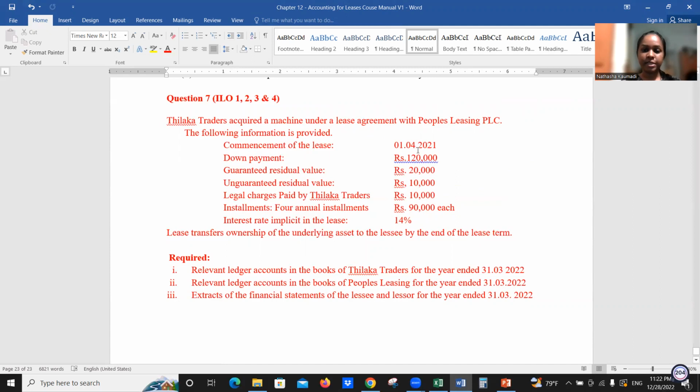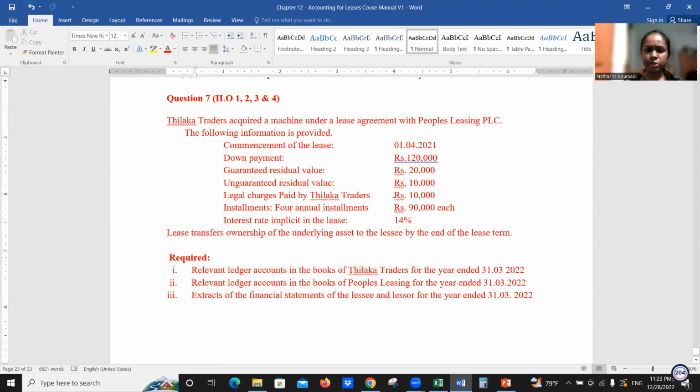Commencement of the lease, 1st April 2021. This is the commencement date. Okay. Down payment, Tilaka Traders has paid 120,000. And then we have a very important guaranteed residual value. We have 20,000. Guaranteed residual value is 20,000. And then we have unguaranteed residual value. That value is 10,000. And then legal charges paid by Tilaka Traders. That value is 10,000. So Tilaka Traders has paid 10,000.